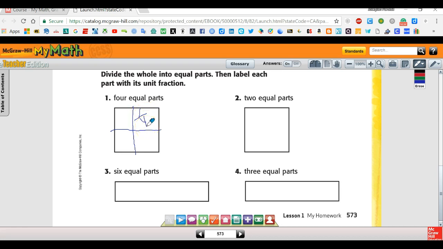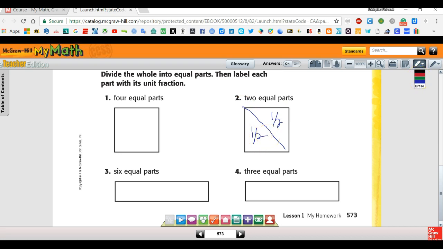Some of you guys did this, and you put a half on each side. That's okay. Some of you guys did this part like this, and that's also a half. That's still okay. Some of you, which is pretty cool, you went diagonally like this. Is that still a half? Yeah. This is a half, and so is this.